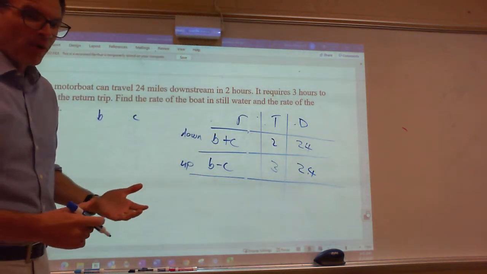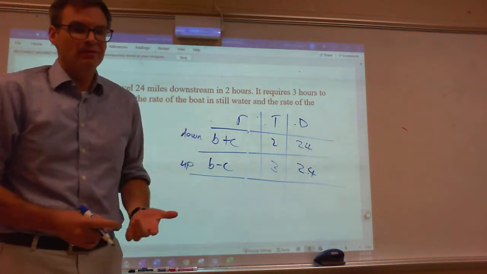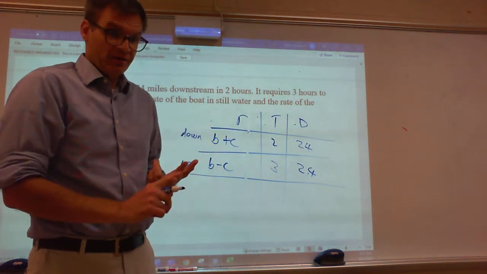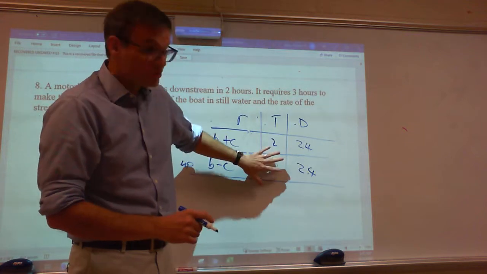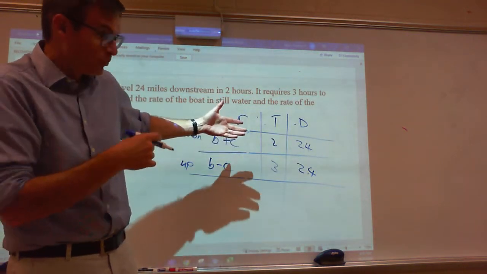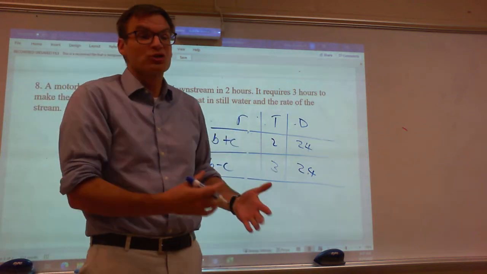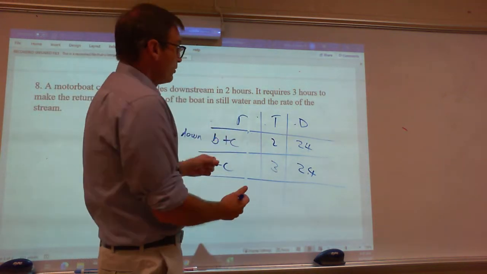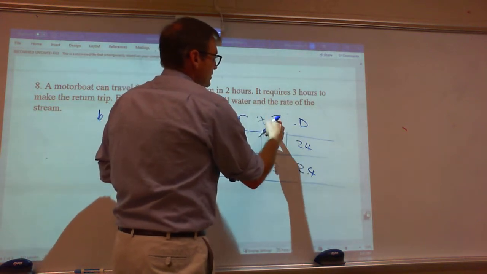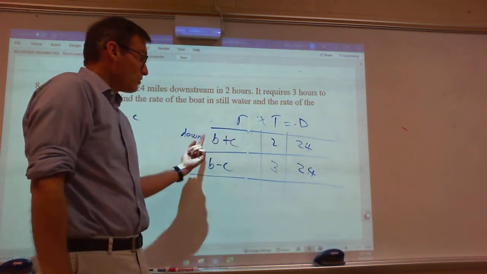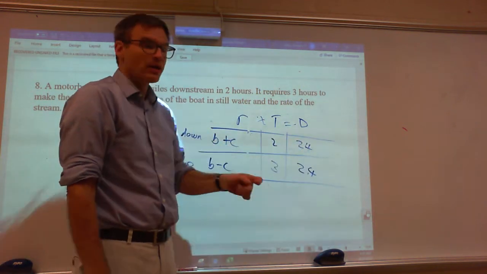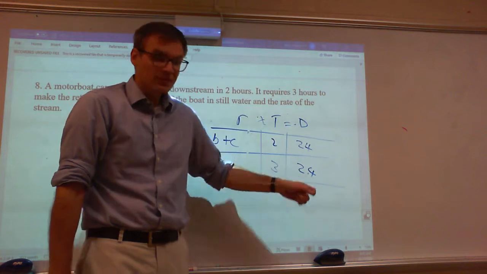Now, this looks like our investment problem chart and our mixture problem chart. The reason I use this particular chart is it works just like the other ones. Remember our little phrase at the top: rate times time equals distance? We've got our two equations. The first equation is going to be this times this equals this. Our second equation is this times this equals this.